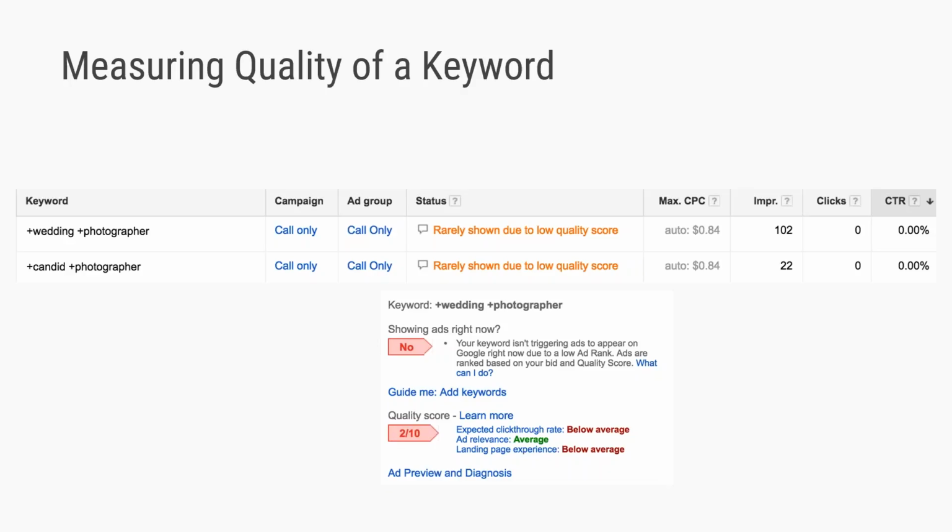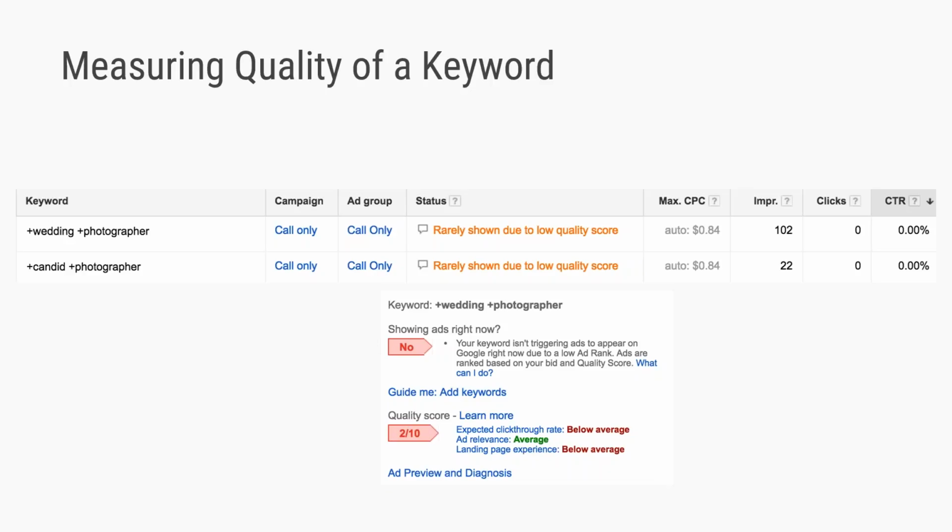If the quality score is low, the system gives you an indicator saying that this keyword is hardly triggering any ad because it has a low quality score. If you hover over the speech bubble, it will give you the details as well. As you can see in the example here, the quality score is terrible. It's just 2 out of 10.